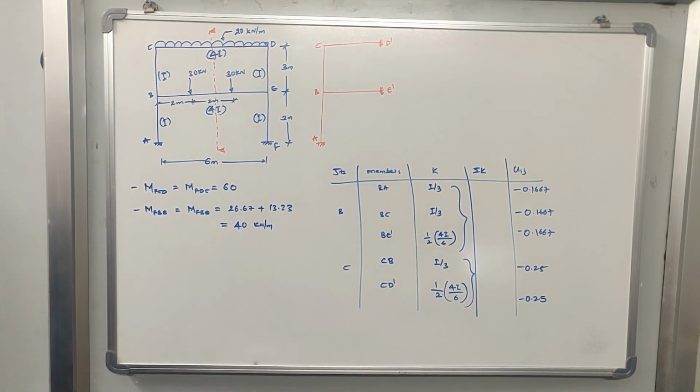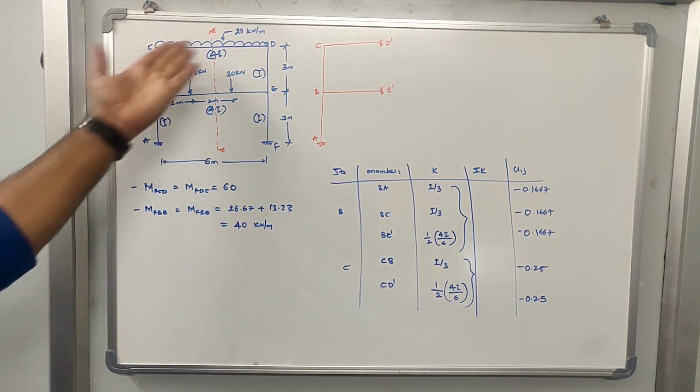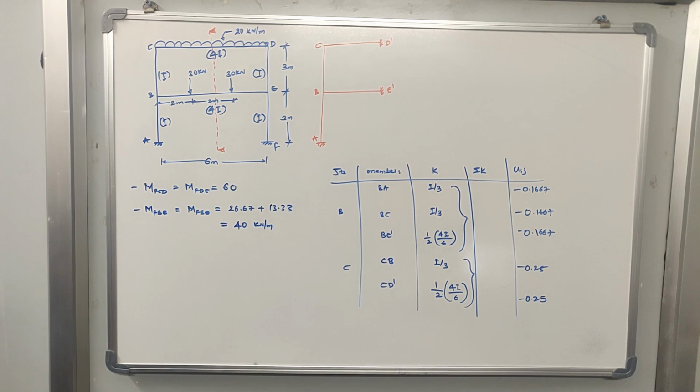In your syllabus they have given you that you need to analyze the structures which have less than 3 kinematic indeterminacy, right? According to this problem we have 4 kinematic indeterminacy. So you might think that such kind of problems may not be asked in your question paper. No, there is a little catch here.